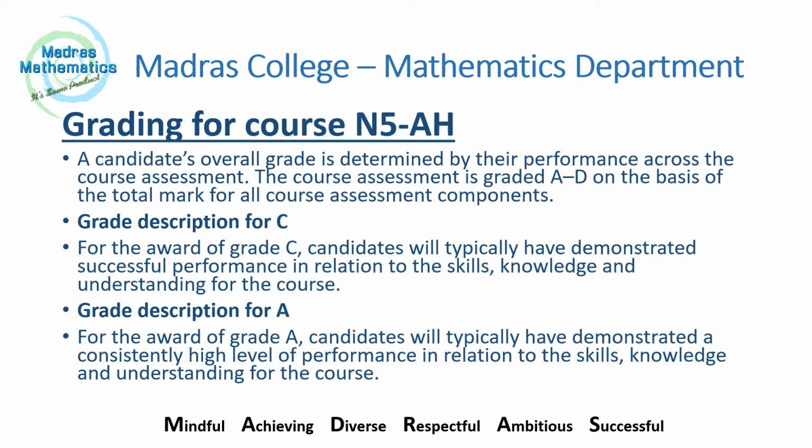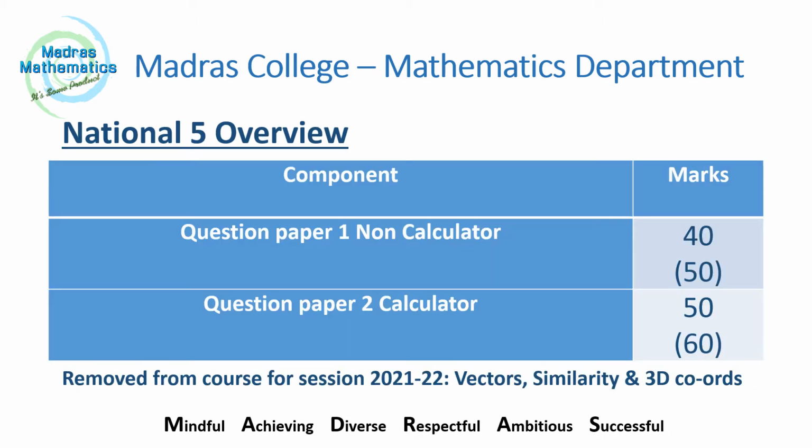So a C candidate will typically have demonstrated successful performance in relation to the skills, knowledge and understanding. However, if you have a desire to be an A candidate, you have to have a consistently high level of performance in relation to the skills, knowledge and understanding for the course. This can give you a brief understanding of the difference in the kind of depth of knowledge that would be required, therefore, to achieve an A at any of our courses.